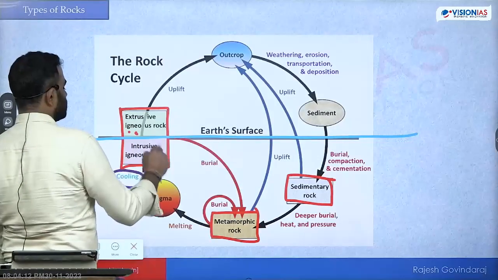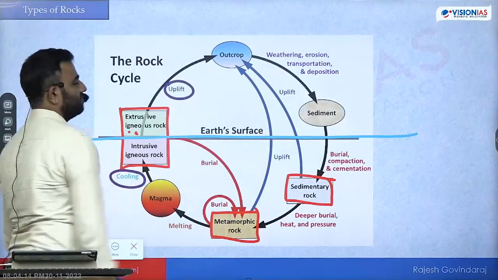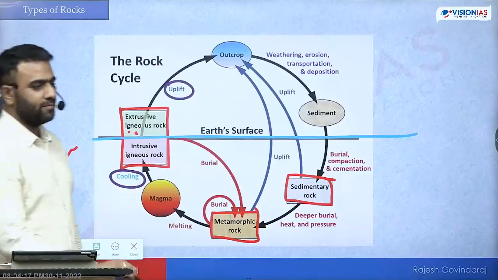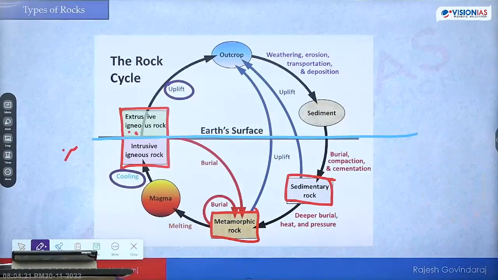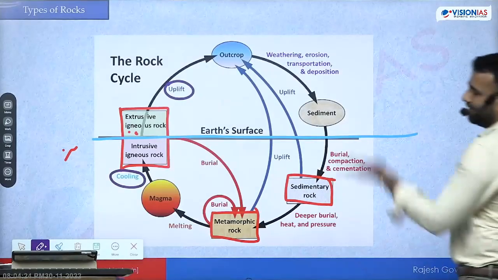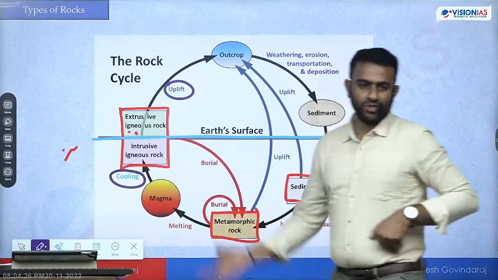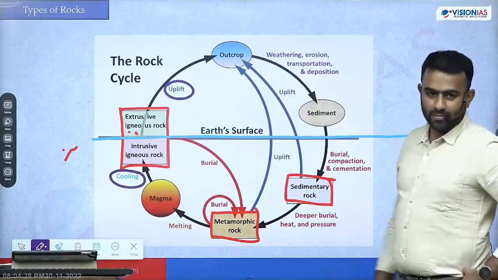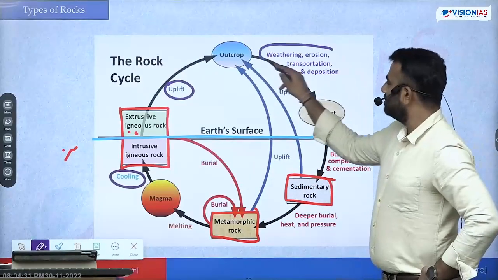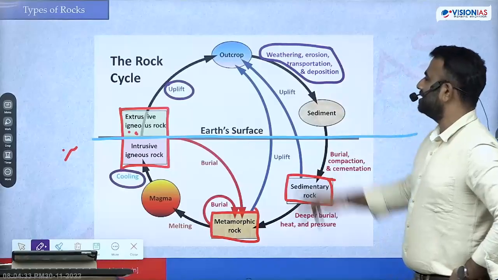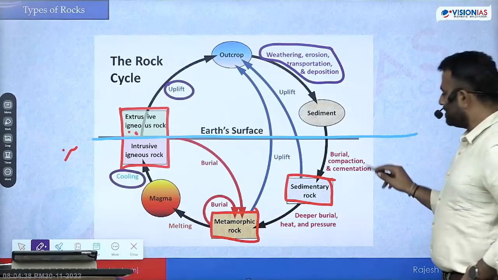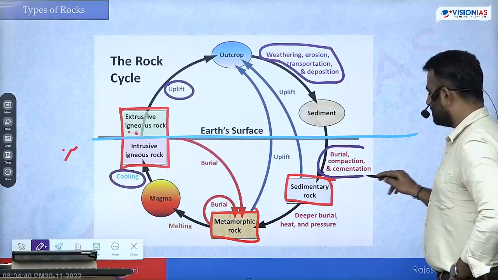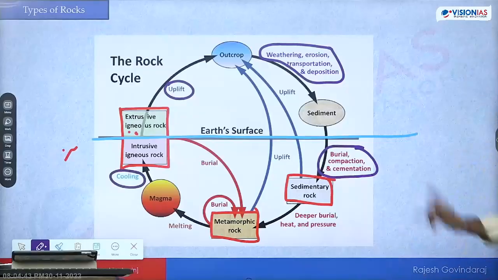Once there is an igneous rock, it gets uplifted to become an outcrop. Outcrop मैंने बताया था जो बाहर मतलब ऊपर है, ridge or a mountain. That is what is an outcrop. When it gets uplifted, the internal forces pushing it upwards, it becomes an outcrop. An outcrop undergoes weathering, erosion, transportation and deposition of sediments, and when these sediments undergoes burial, compaction and cementation, it becomes a sedimentary rock.